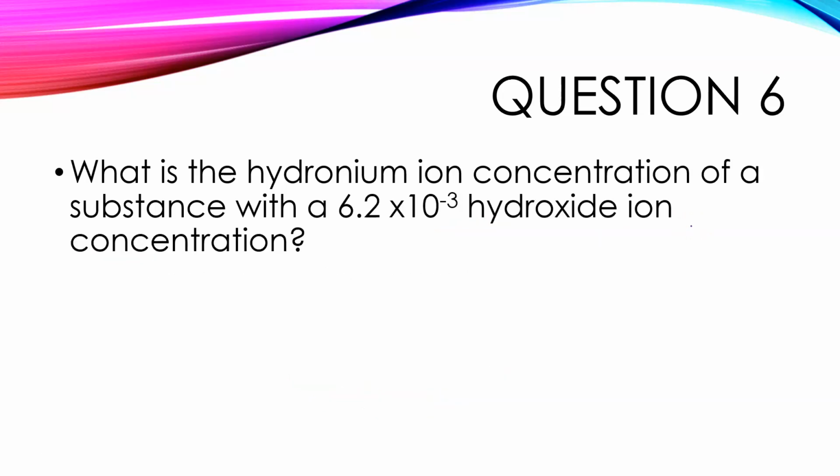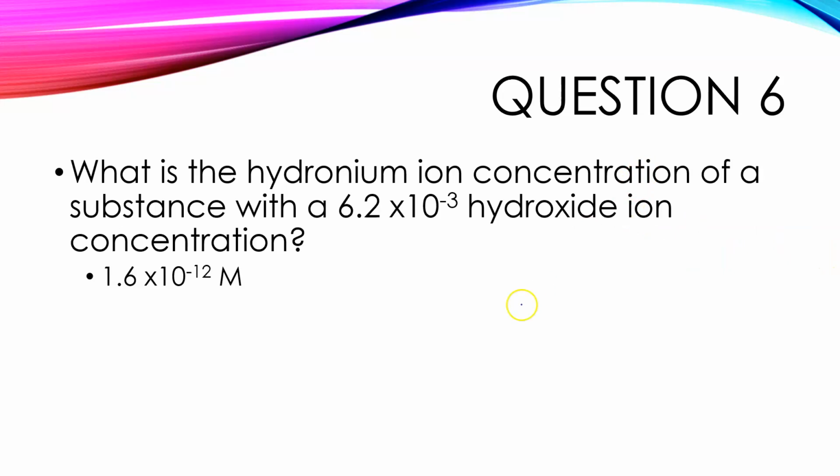For question number 6, you were asked what is the hydronium ion concentration of a substance with a 6.2 times 10 to the negative third hydroxide ion concentration. Pause this video and come back when you have your answer. All right. If you got the answer of 1.6 times 10 to the negative 12th, you got the correct answer. If this isn't the answer you got, let's see how you would have gotten that answer.